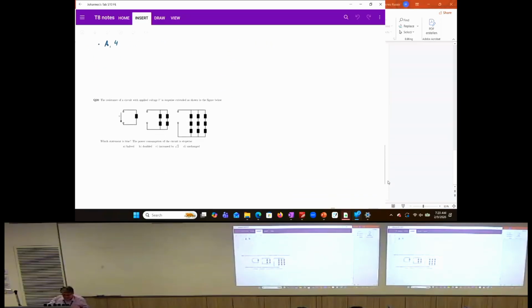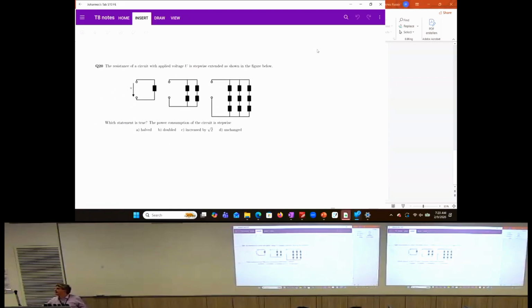And then let's look at this, a very quick and short problem. This is a resistance of a circuit to which you apply a voltage. And this circuit is stepwise extended as shown in the figure below. So you see first you have a single resistance, then you have two of them in series and two of them in parallel. They all have the same properties, these individual resistors. And now you connect three in series, but you put three in parallel of these three series each.